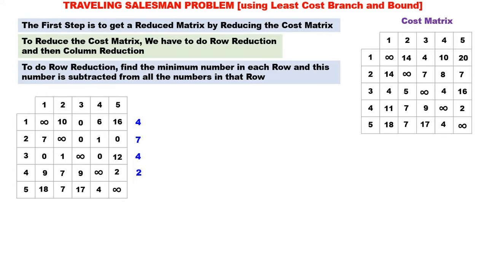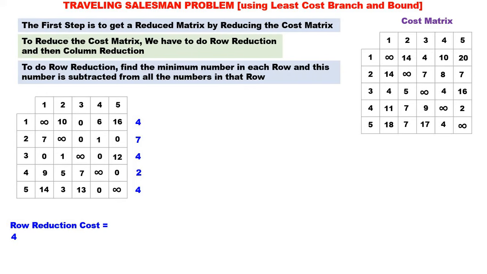So 11 minus 2, 9. 7 minus 2, 5. 9 minus 2, 7. Infinity minus 2, infinity only. 2 minus 2, 0. Good. Now fifth row, what is the smallest element? 4. So we have to subtract 4 from all the elements of the fifth row. 18 minus 4, 14. 7 minus 4, 3. 17 minus 4, 13. 4 minus 4, 0. So we have reduced all the rows.